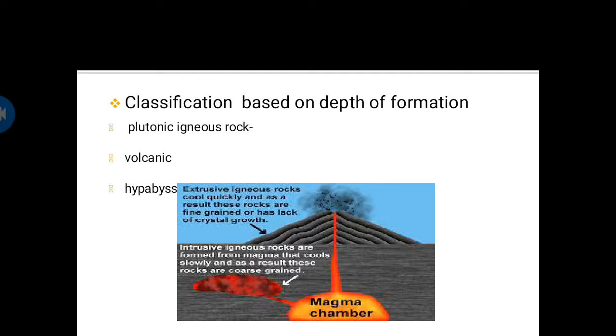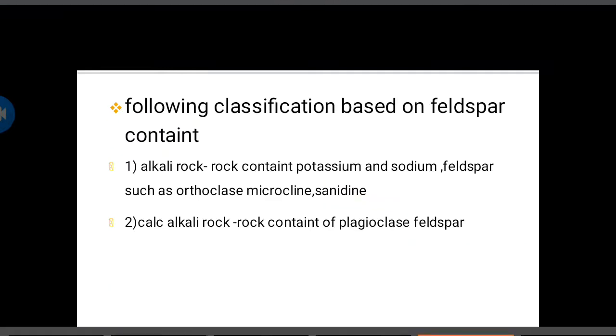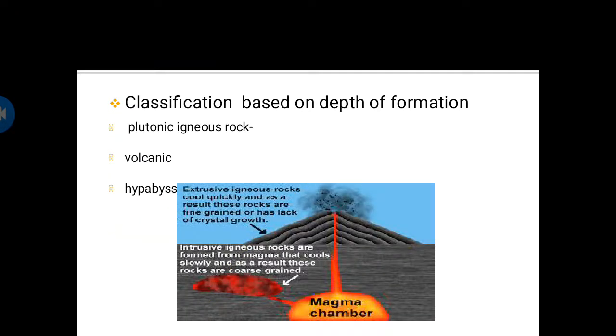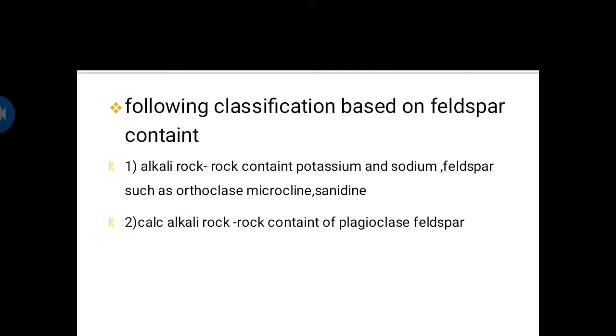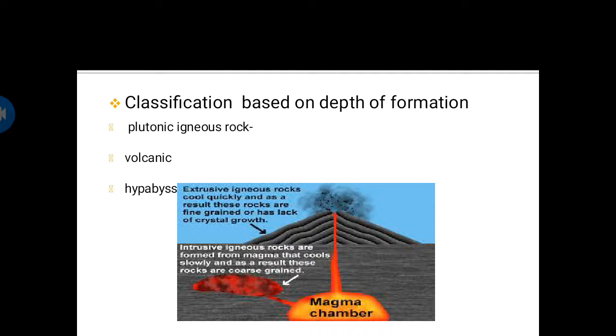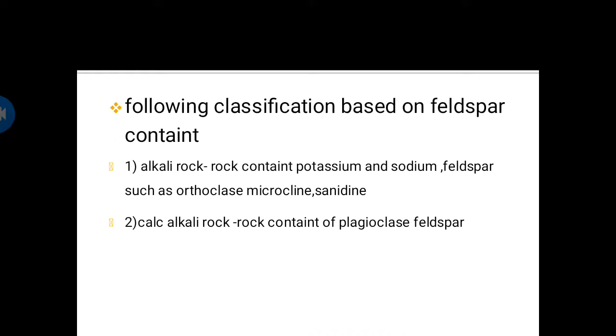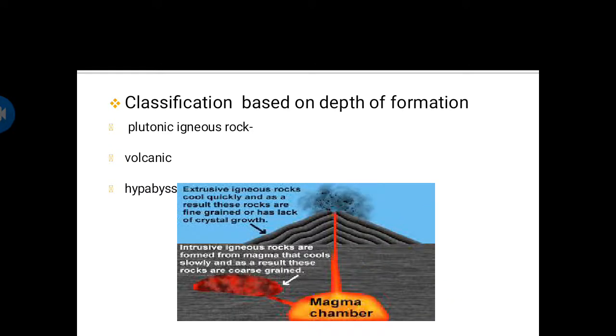If rock forms near the magma chamber, it is called plutonic rock. If rock forms between the surface and the magma chamber, it is called hypabyssal rock. If rock forms on the earth's surface, it is called volcanic rock. Again: near the magma chamber, plutonic rock; on the surface, volcanic rock; between the magma chamber and the surface, hypabyssal rock.